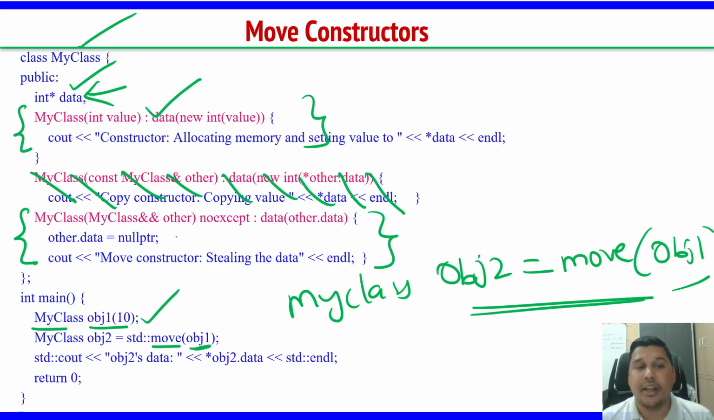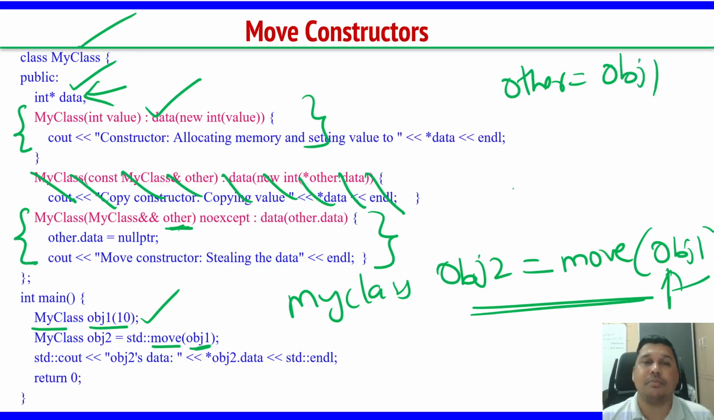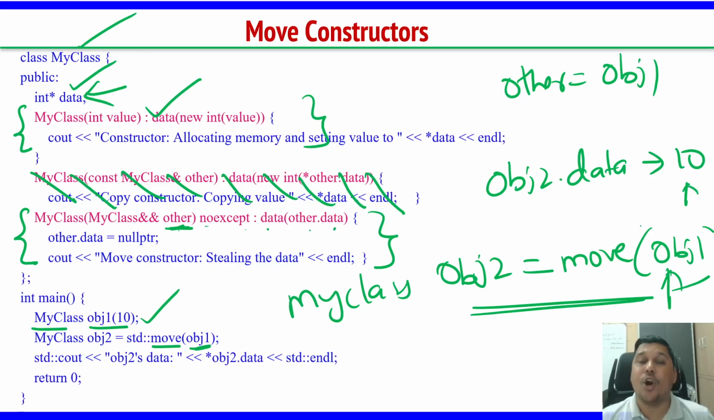What is it doing? It is creating an other. It means object1 becomes other now here. Why? I am passing object1, no. So other becomes object1. Okay, noexcept data other dot data. So in object2 dot data, I am actually referencing the 10. What is 10 again? Object1 dot data, that I am referring to.